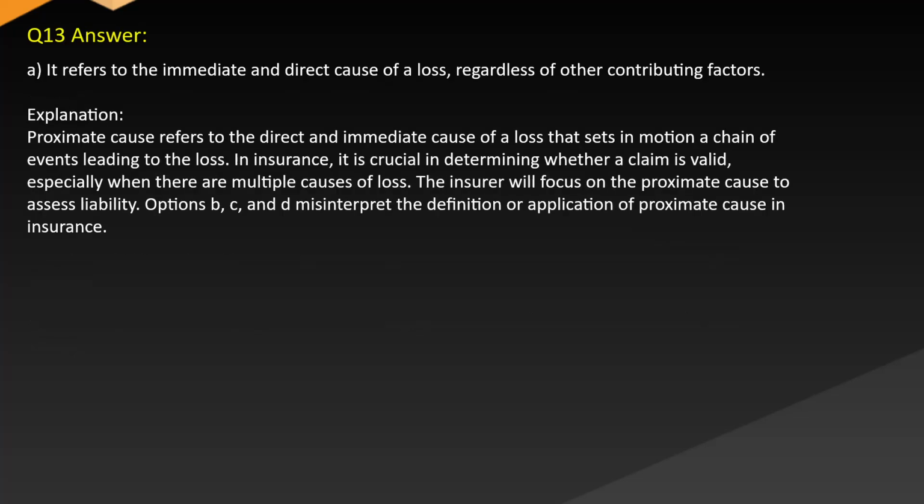Answer A. It refers to the immediate and direct cause of a loss, regardless of other contributing factors. Explanation: proximate cause refers to the direct and immediate cause of a loss that sets in motion a chain of events leading to the loss. In insurance, it is crucial in determining whether a claim is valid, especially when there are multiple causes of loss. The insurer will focus on the proximate cause to assess liability. Options B, C, and D misinterpret the definition or application of proximate cause in insurance.